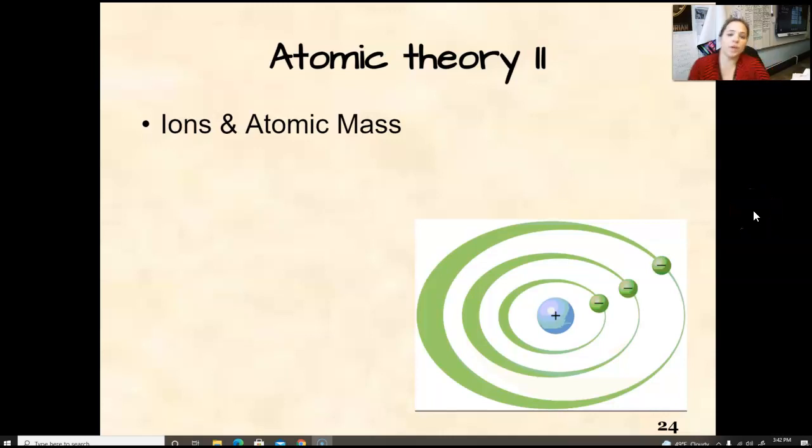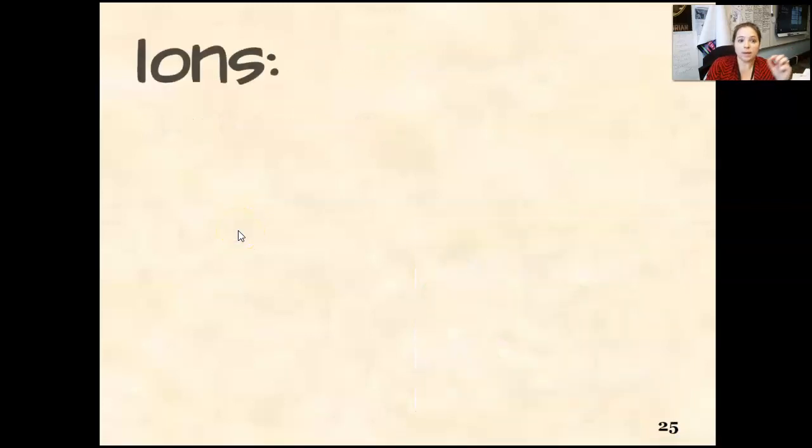All right, so now we are doing Atomic Theory 2, Part 1, Ions and Atomic Mass. We just looked at isotopes, where protons and electrons were the same. We were figuring out neutrons, how they were a little bit different. Now we're going to look into ions.